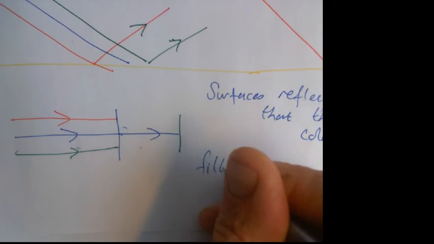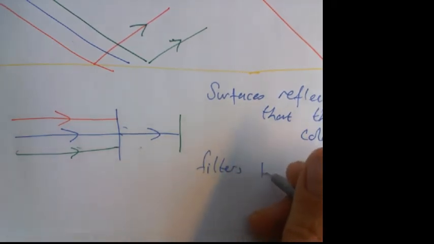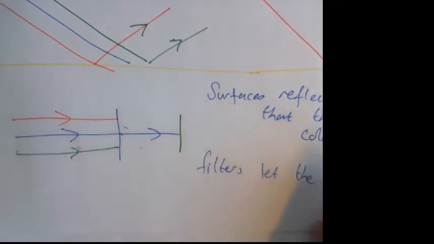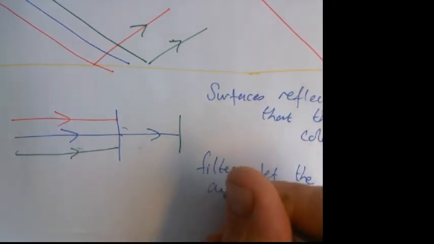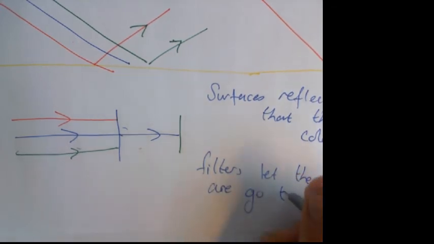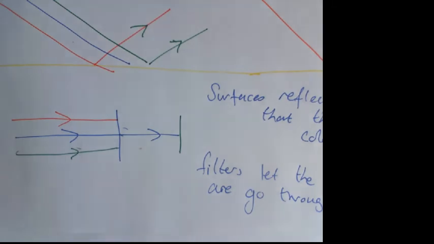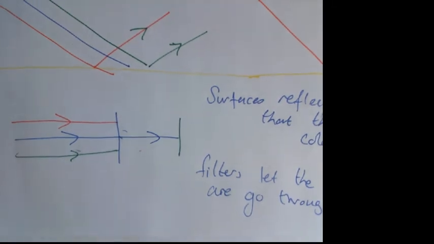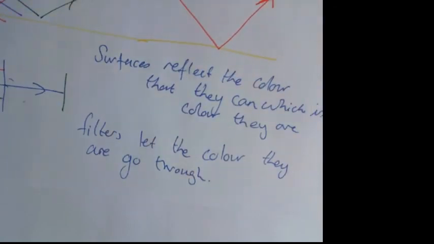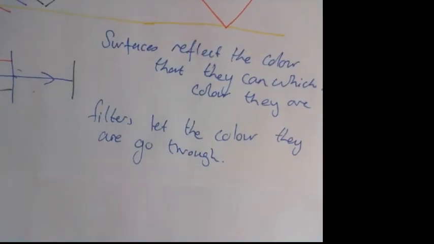Filters let the colour they are go through. So blue filters let through blue light, yellow filters let through green and red light, and so on. But if you don't have any of the colour that you can go through, then none gets through and it looks black.